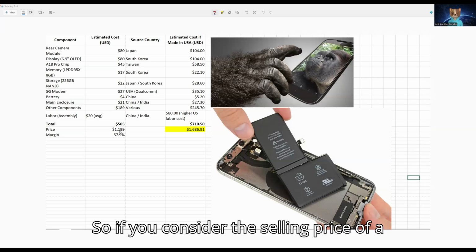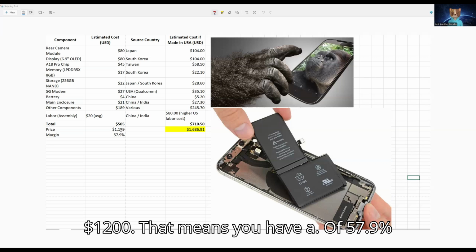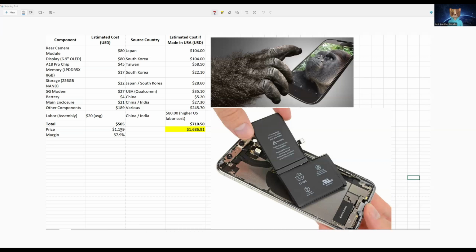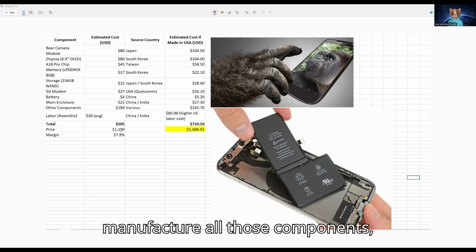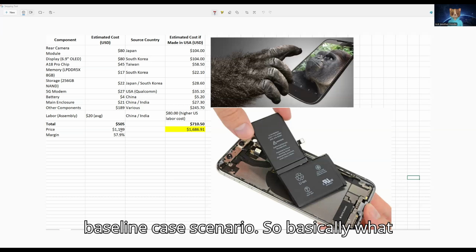So if you consider the selling price of a base iPhone 16 Pro Max, it's going to cost you $1,200. That means you have a 57.9% margin. Let's just assume it's 60, roughly. If you had to manufacture all those components, I'm building a very baseline case scenario.